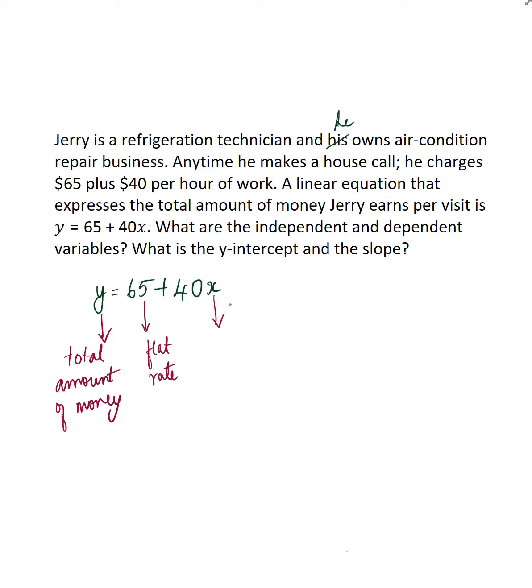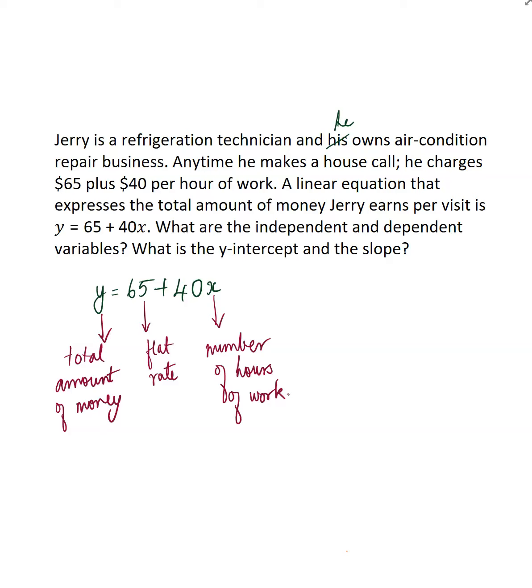So if he spends 1 hour, then it's 40 per hour of work. So if it is 2 hours, it's 40 times 2 hours of work. If it's 3 hours of work, it's 40 times 3 hours of work. So you can clearly see that the x actually represents the number of hours of work. So if you establish what each of them stand for, then you get your x and your y, right? So then you can see, well, does the total money depend on the hours, or does the hours depend on the total money?